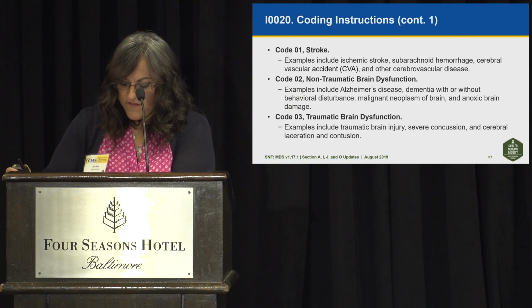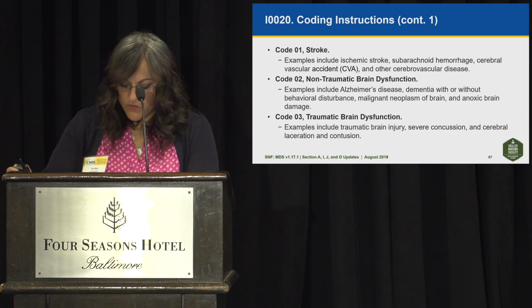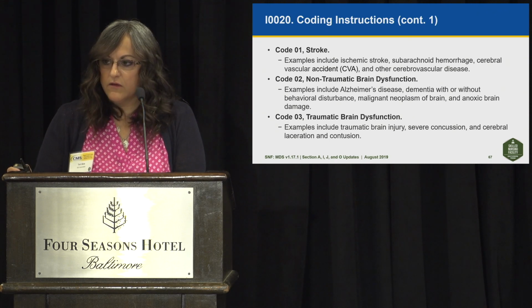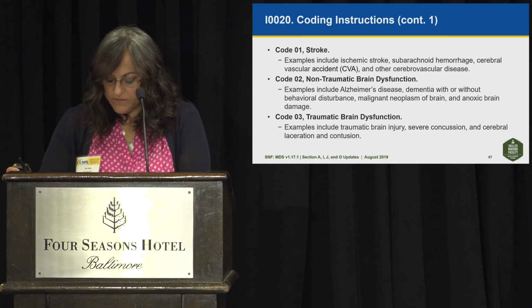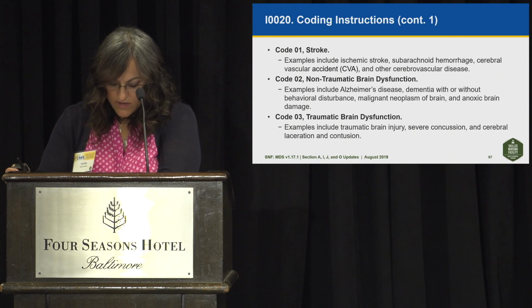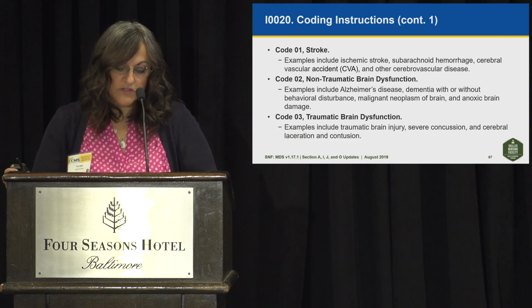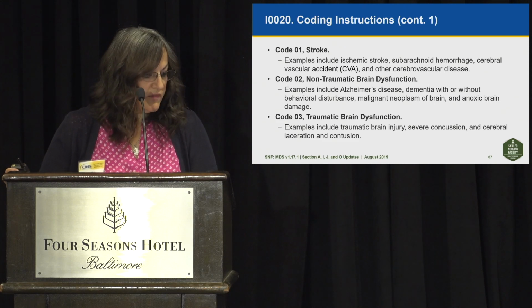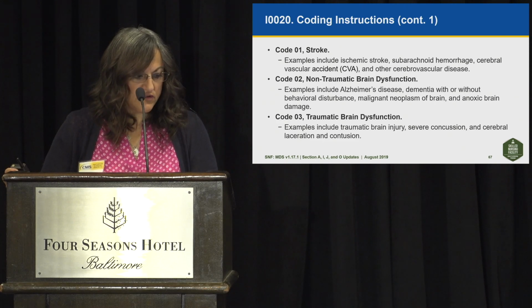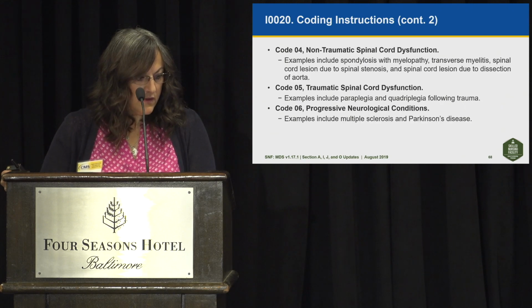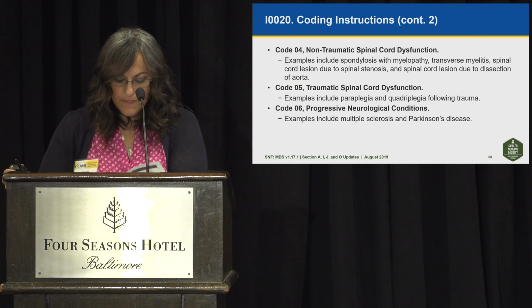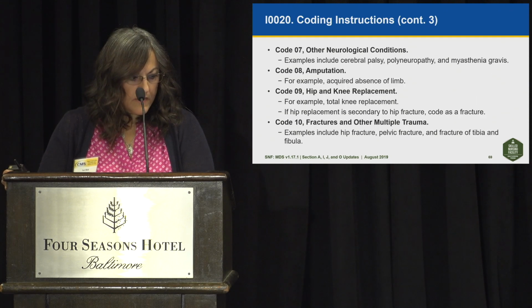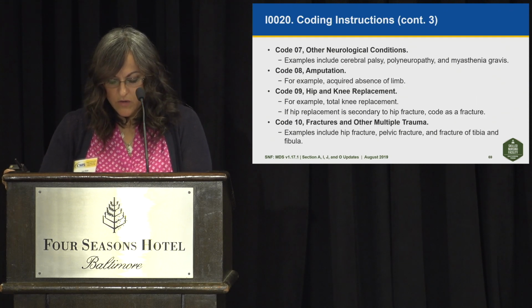This slide and the following 3 show the response codes for each of the 13 primary clinical categories with the examples included. I'm not going to go through all of the details on each of these, but they're here for your reference. They're also obviously in the manual. So these are the examples for codes 01 through 03, and for code 04 through 06, and for 07 through code 10.